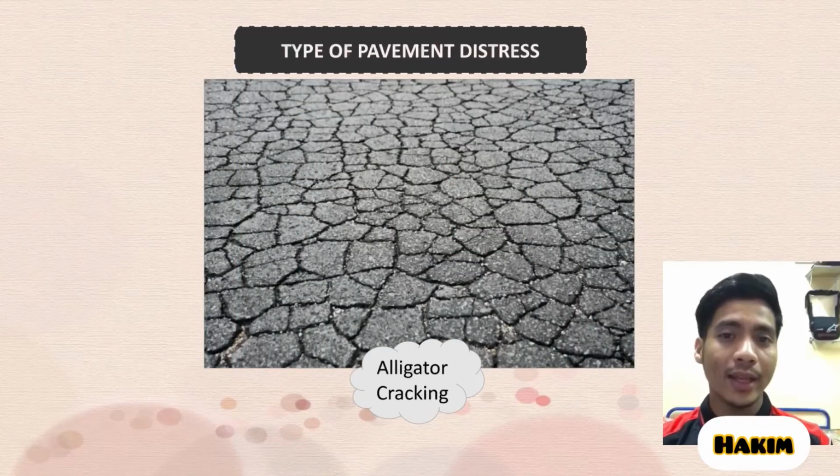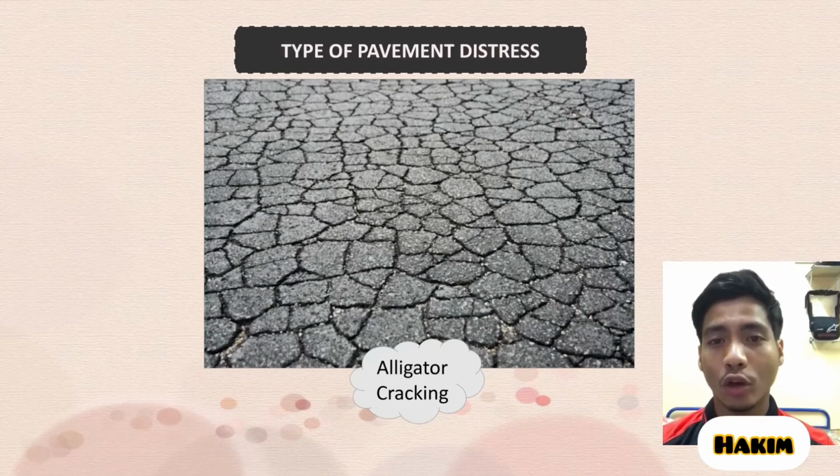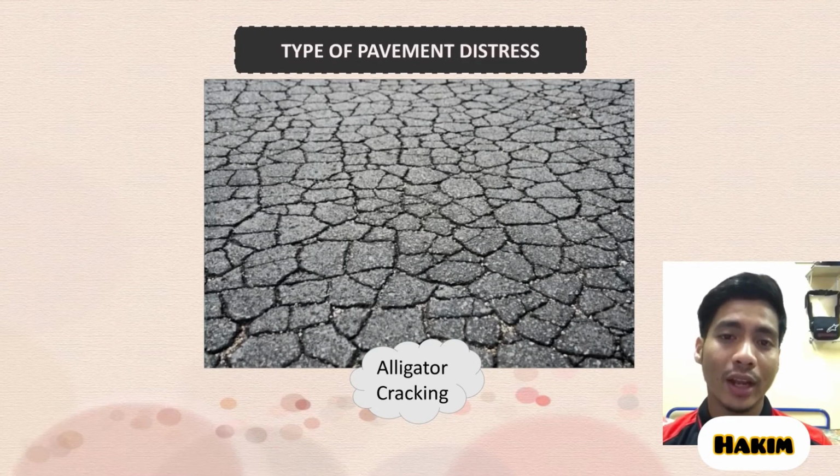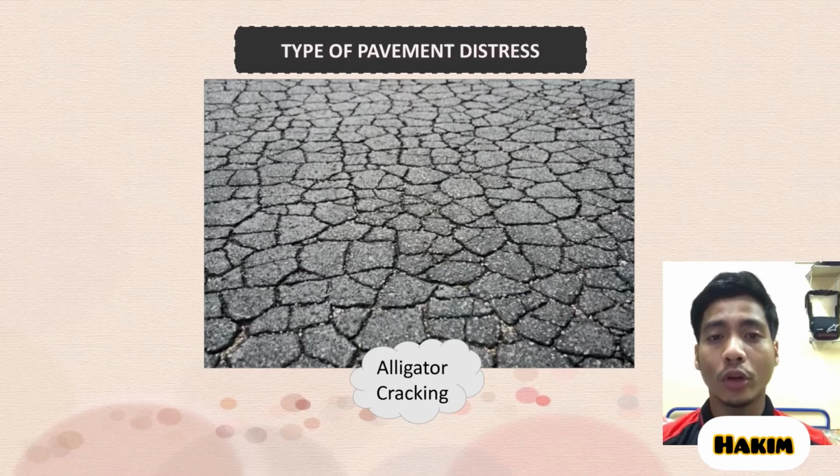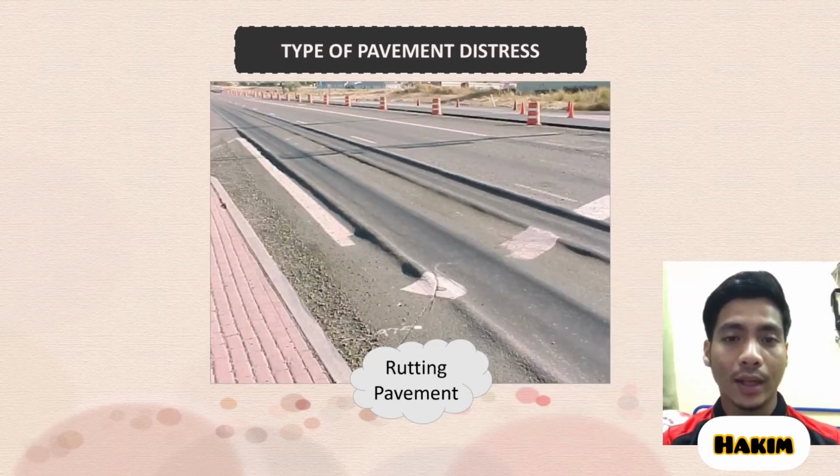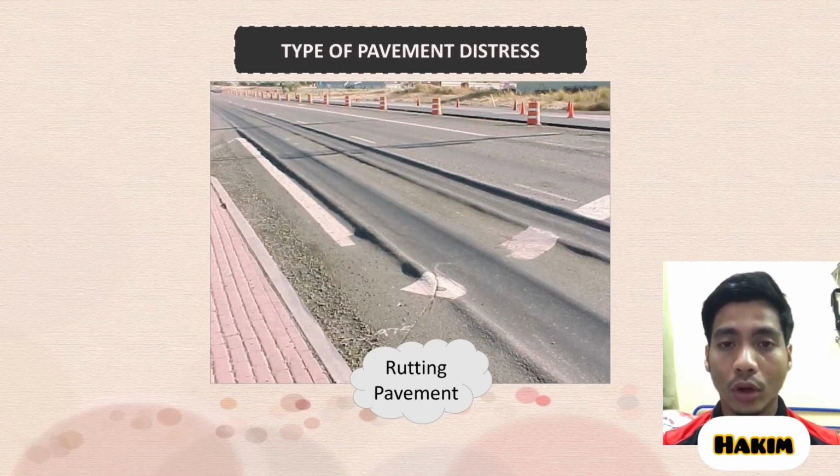Number 5 is alligator cracking. Fatigue cracking, also known as alligator cracking, is a sequence of interconnected cracks caused by fatigue failure of the asphalt surface due to frequent traffic pressure and a low modulus base. Number 6 is rutting. A rut is a depression or groove created by the movement of wheels or skids on a road.